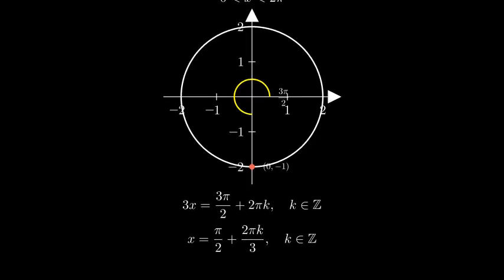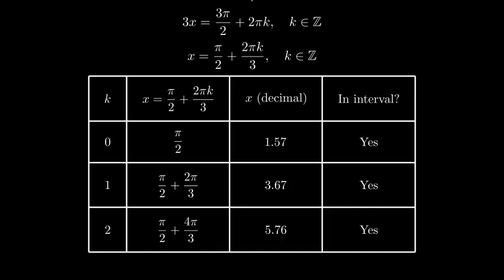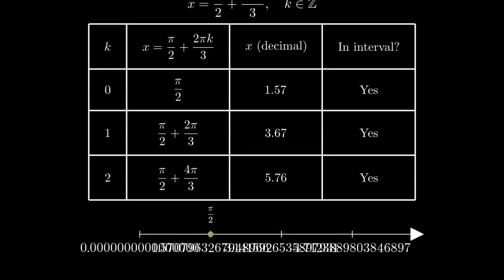Now let's find which values of k give us x values between 0 and 2 pi. Let's create a table and try different values of k. When k equals 0, x equals pi over 2, or about 1.57 radians. This is in our interval. When k equals 1, x equals pi over 2 plus 2 pi over 3, or about 3.67 radians. This is also in our interval.